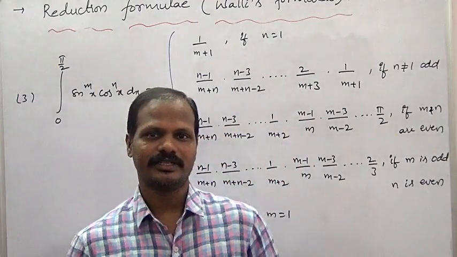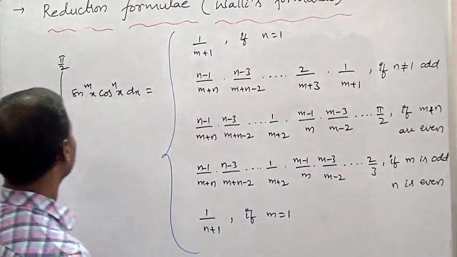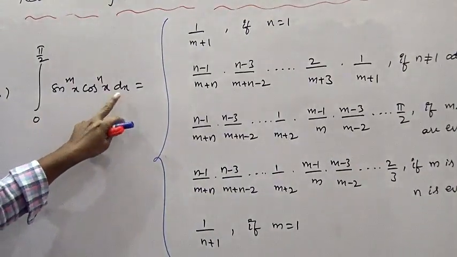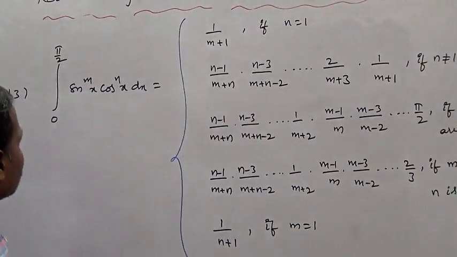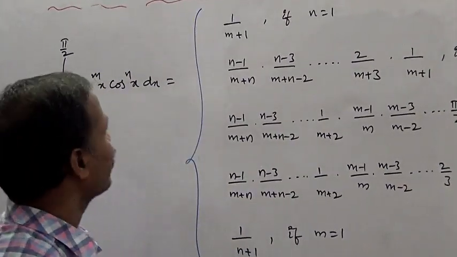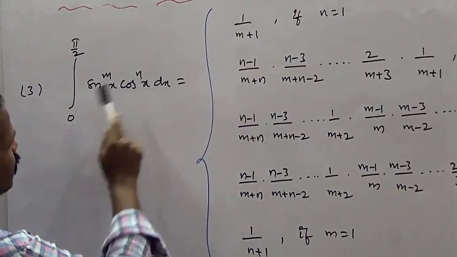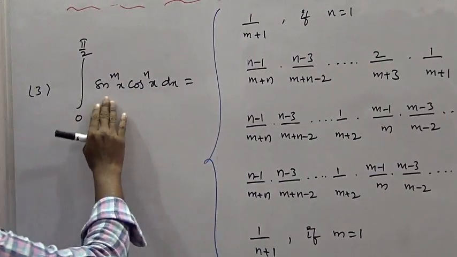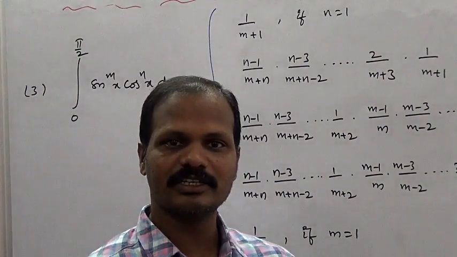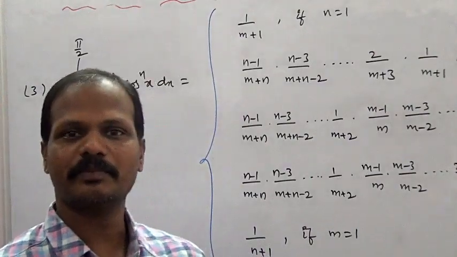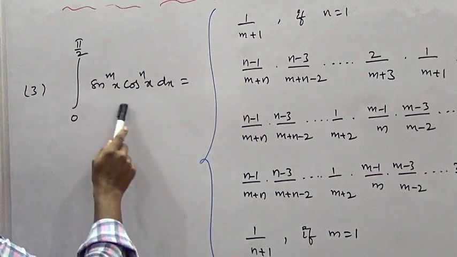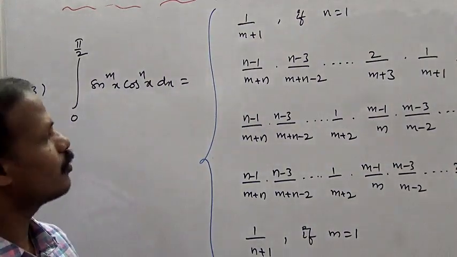Okay, so next Wallace theorem. Integral from 0 to pi by 2 of sin power mx into cos power nx dx. The value of this one depends on m and n. So if n equal to 1, this is sin power mx into cos x dx, which is of the form f of x power n into f dash x, so x power n plus 1 by n plus 1. Then you are getting sin power m plus 1 x by m plus 1. Sin pi by 2 is 1, so 1 by m plus 1.